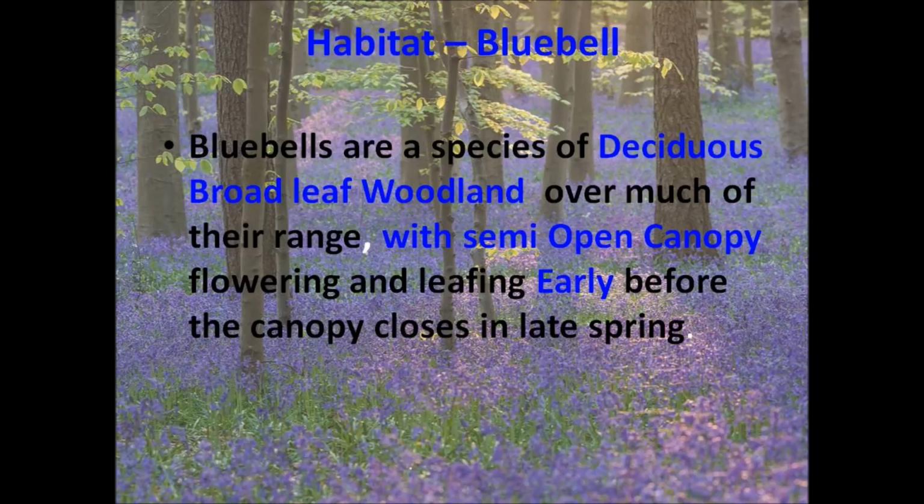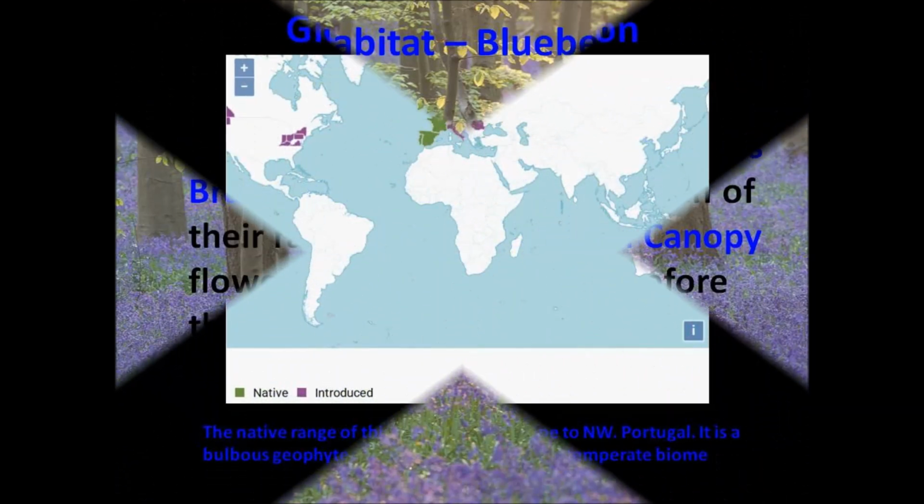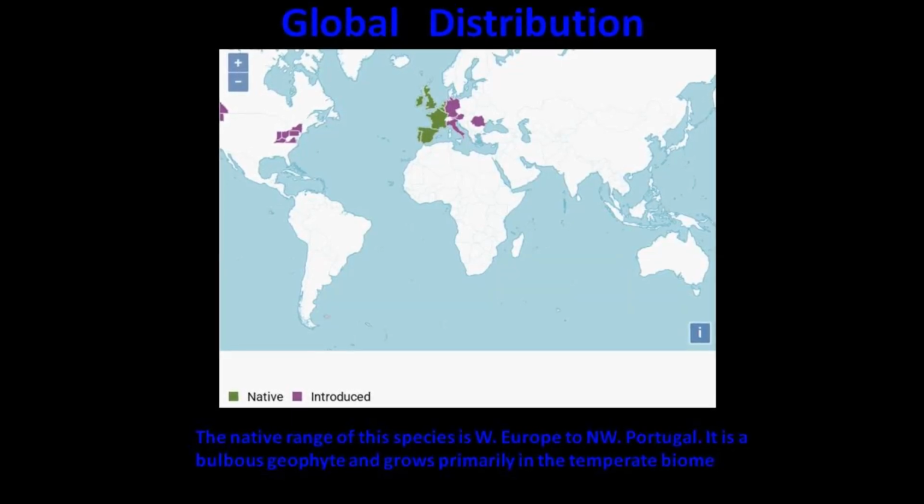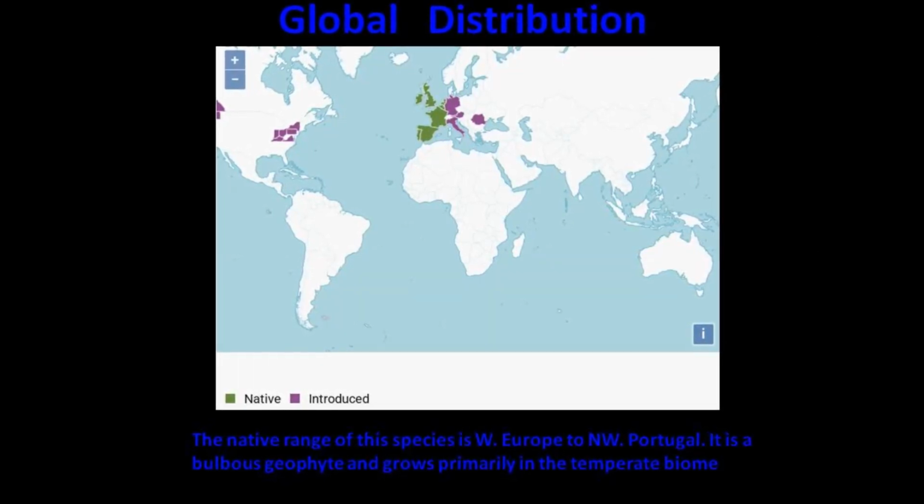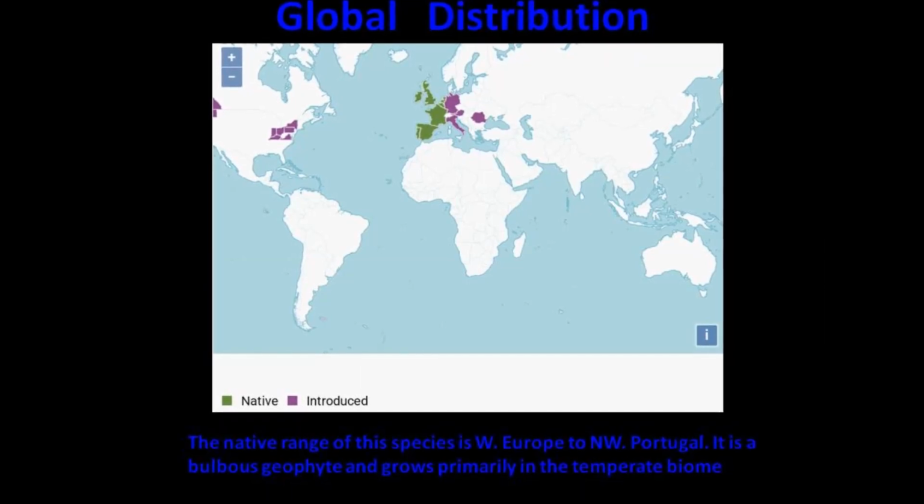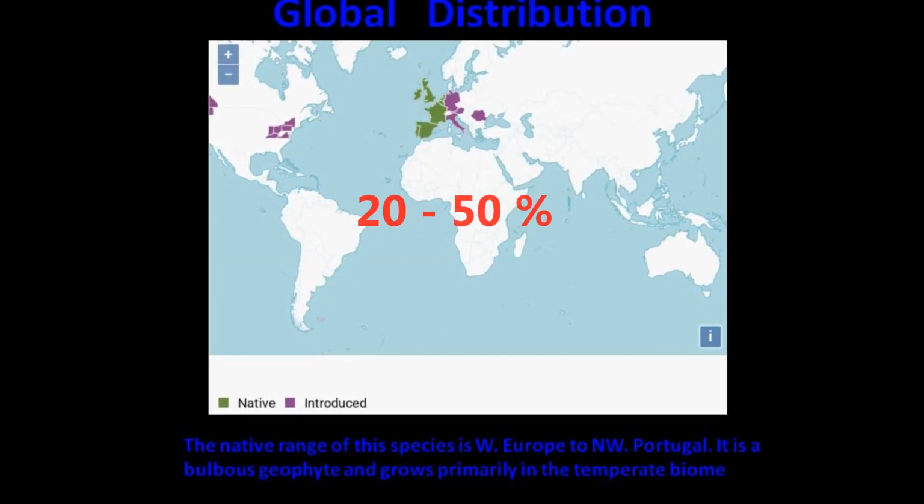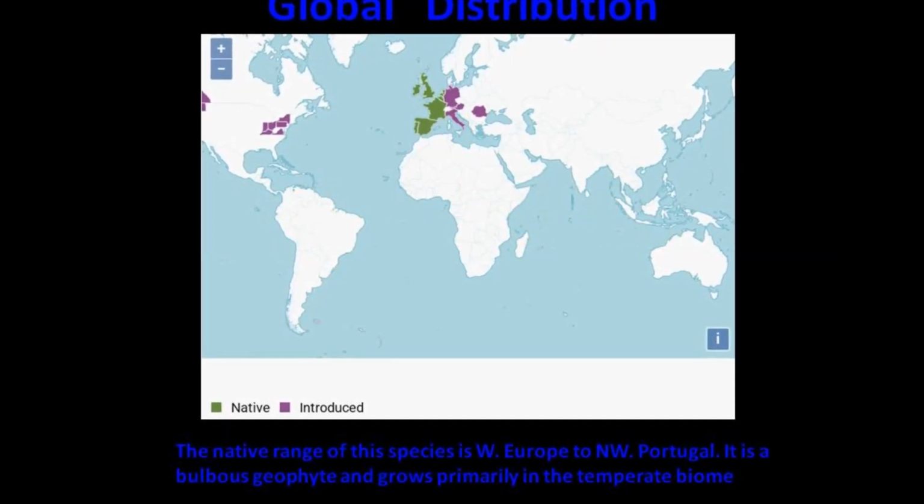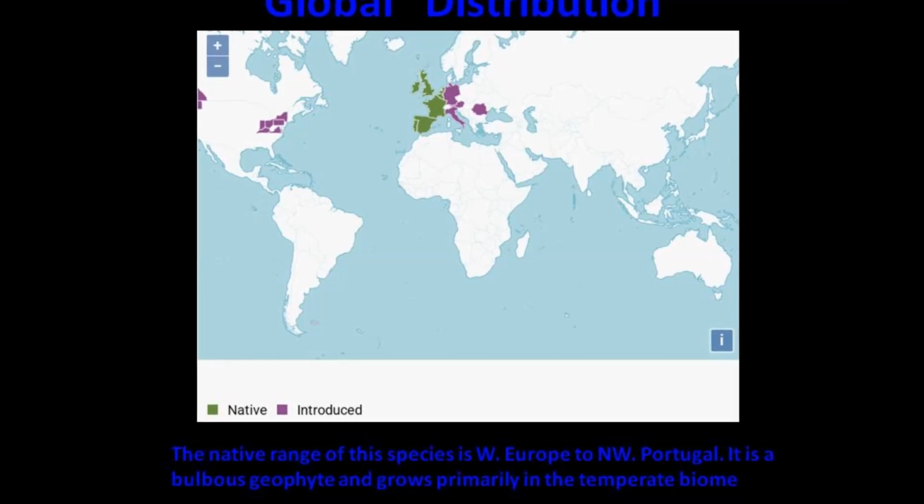Bluebell is a species of deciduous broad-leafed woodland over much of the range, and prefers semi-open canopy, flowering and leafing early before the canopy closes in late spring. Of all the places in the world, the bluebell is unique to Western and Northwestern Europe, and it is said that between 20 and 50% of the world's bluebells are located within Britain and Ireland.